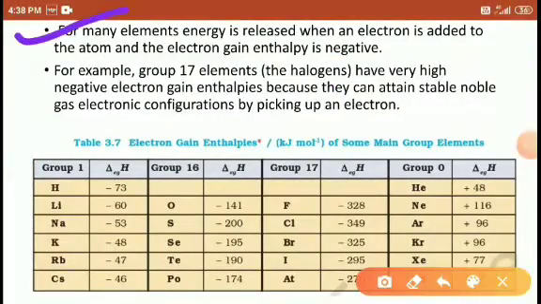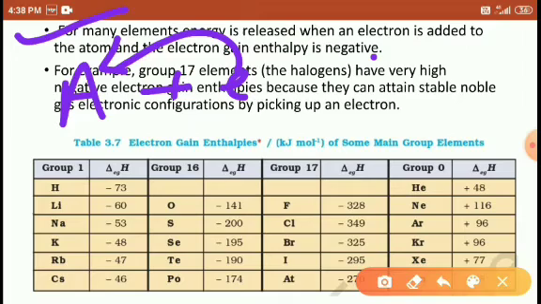For many elements, energy is released when an electron is added to the atom. So electron gain enthalpy is negative. Why is it negative? Because look here, students, when an electron is added to the A atom, its energy decreases and it turns into a negative ion. Its energy decreases, so it is called a negative value.